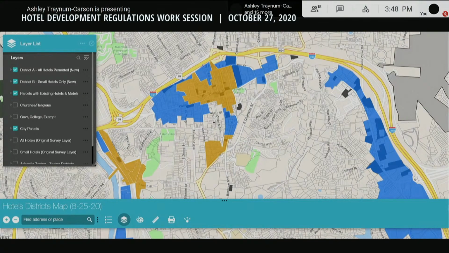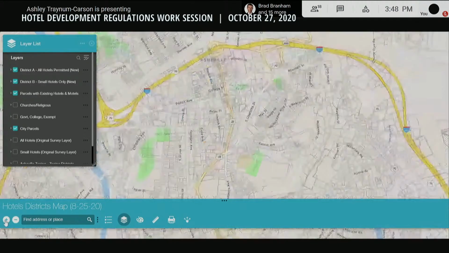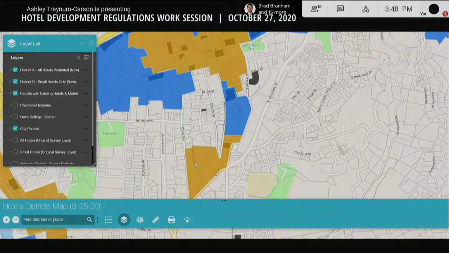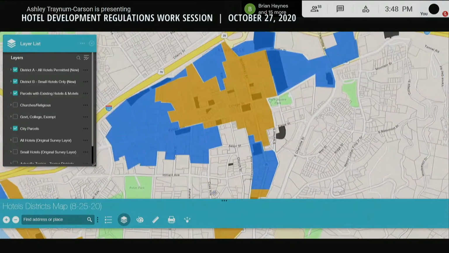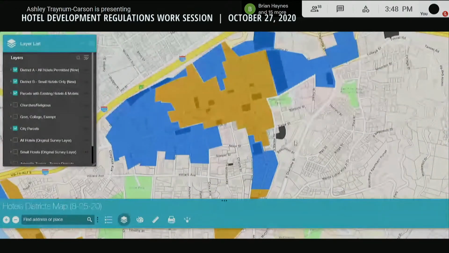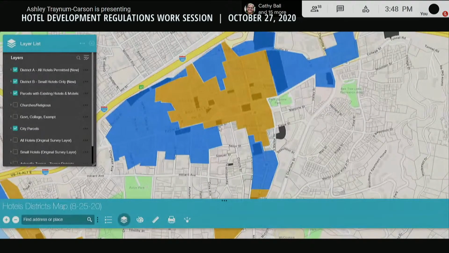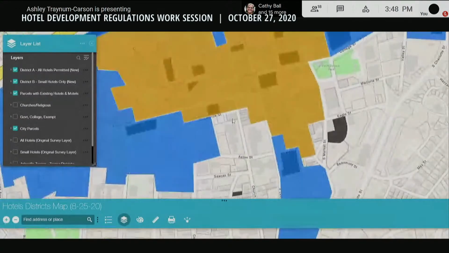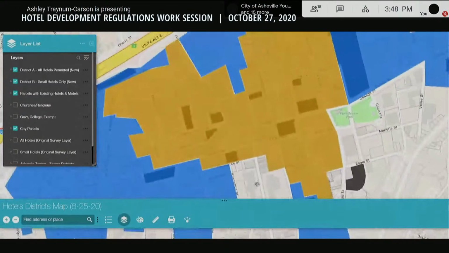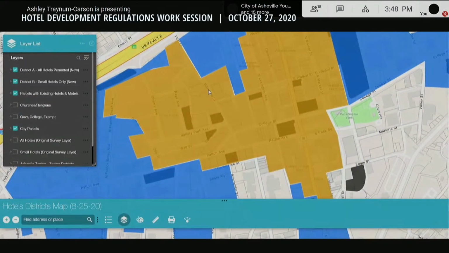Can we zoom in on that a little bit? And I can't believe I'm going to ask this question, but I'm going to ask it. The Haywood Page property, is it, I guess we're about to see, but where is it, in the orange or in the blue there? If we could zoom in a little bit more, Ashley, and then let's just wait for it to reload. So it is in the small hotel district area, that orange area.